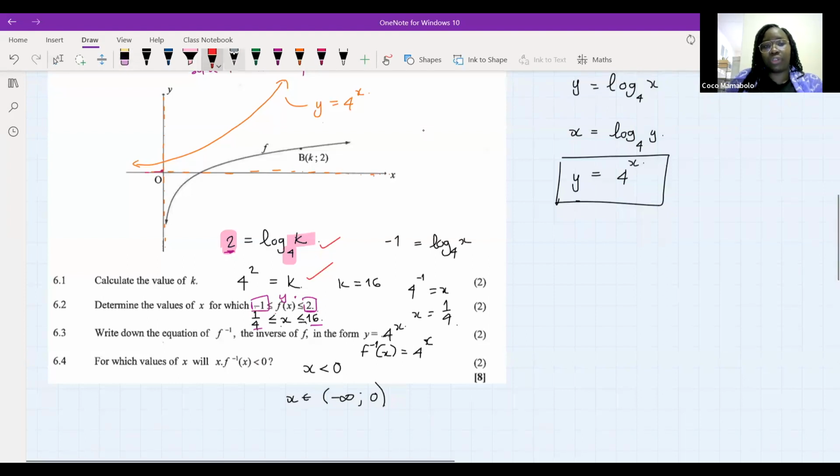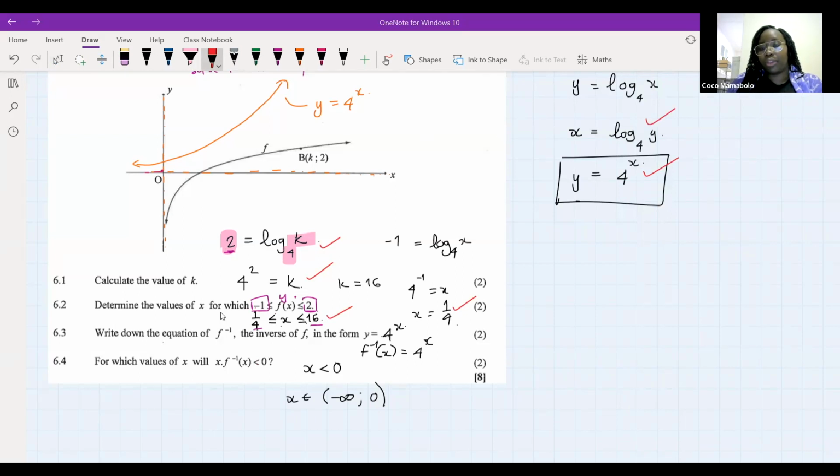For this next question, for 6.2, they're going to give you a mark for finding the value of x at -1. They're going to give you a mark for that, and then a mark for the inequality at the end. In this one over here, they're going to give you a mark for switching your x and y around. Then they're going to give you a mark for your final answer. That'll give you that 2.